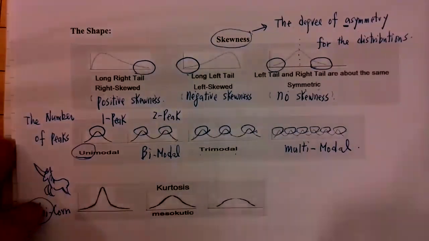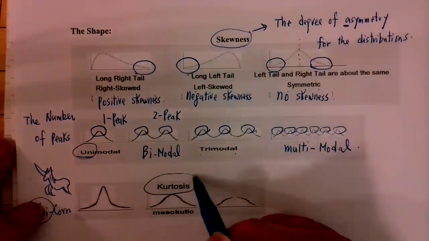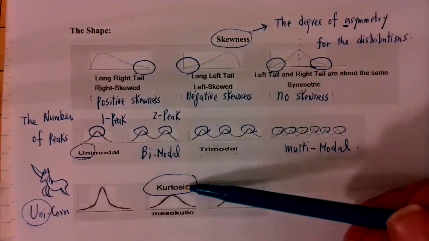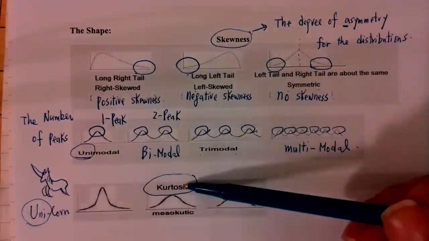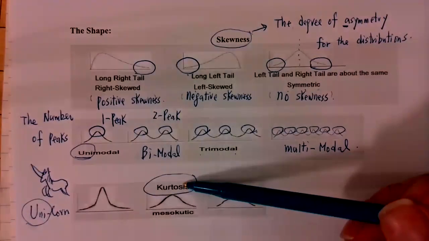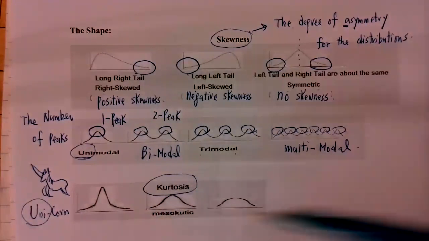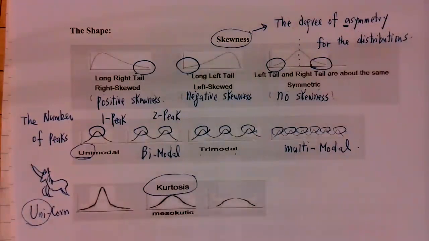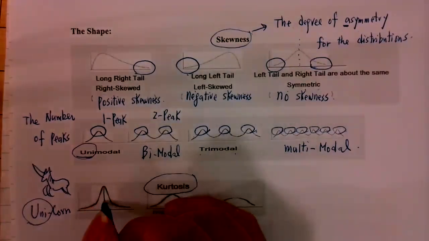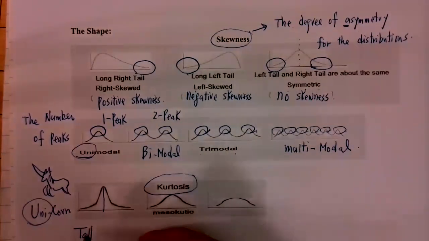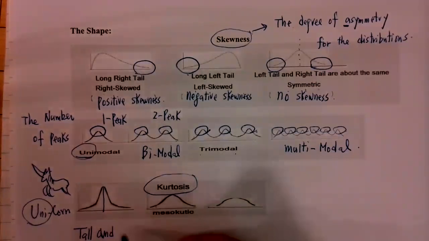Okay, next one, we talk about kurtosis. What is kurtosis? Kurtosis refers to the peakedness of the distribution relative to the length and size of its tail area. Okay? So let's begin with the first one. First one, you find the peak in the middle. It's tall and sharp.